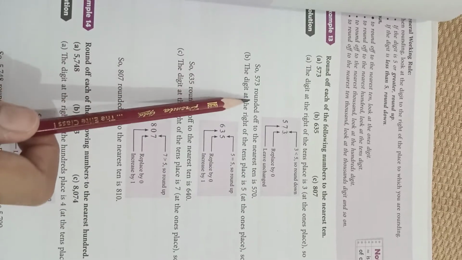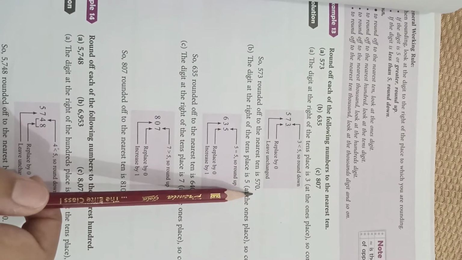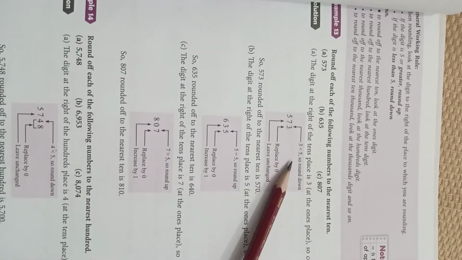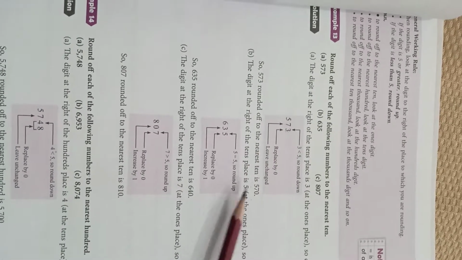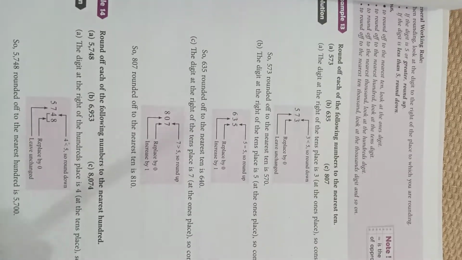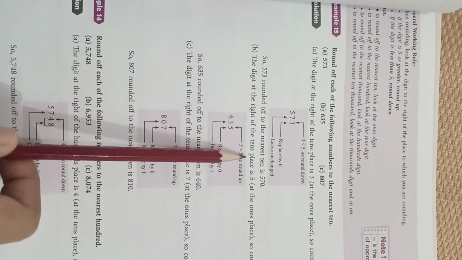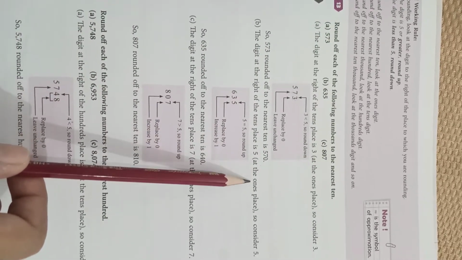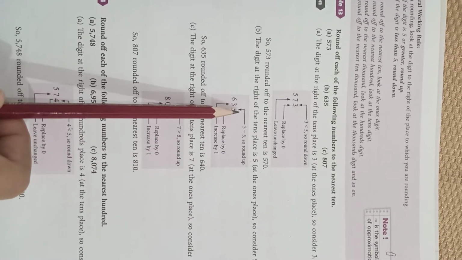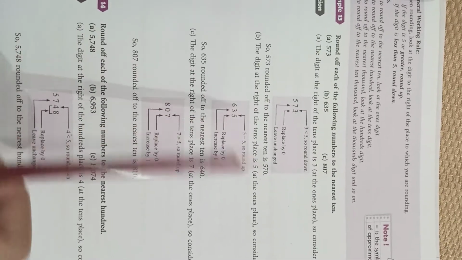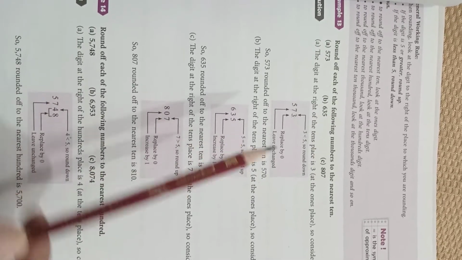So 573 rounded off to the nearest 10 is 570. The next number is 635. The digit at the ones place is 5, and 5 is equal to 5, so it will be rounded up.